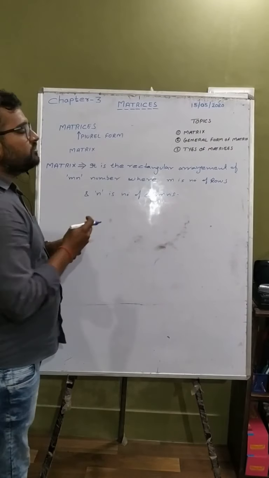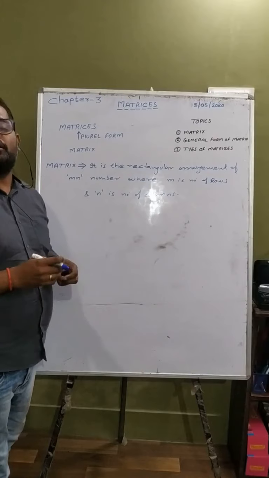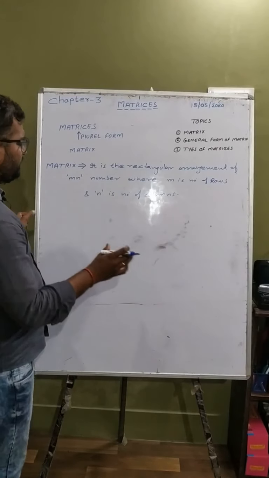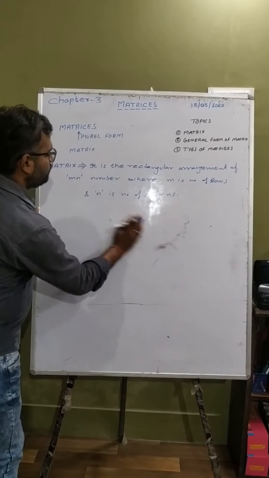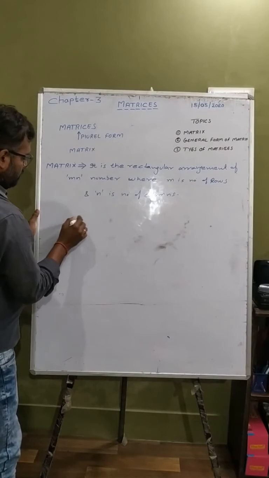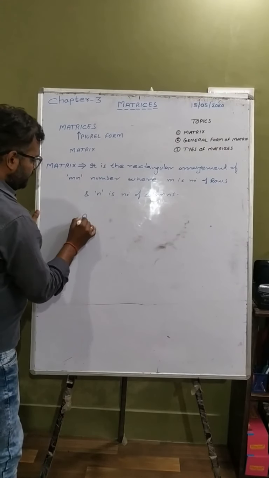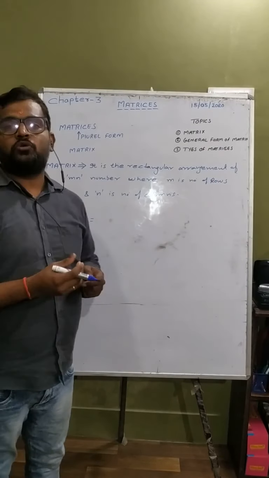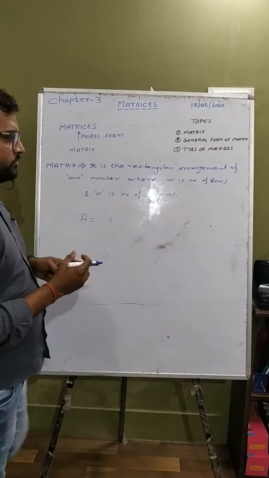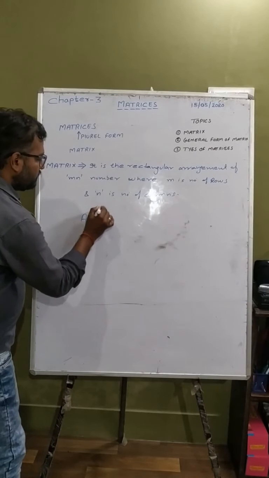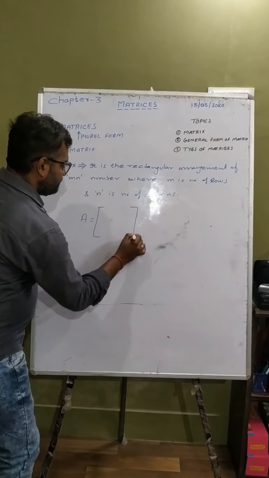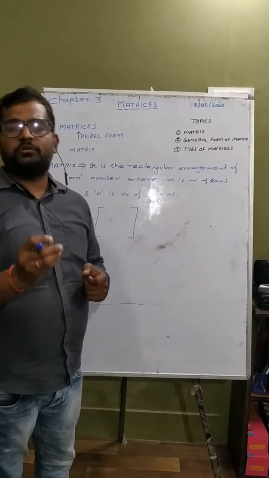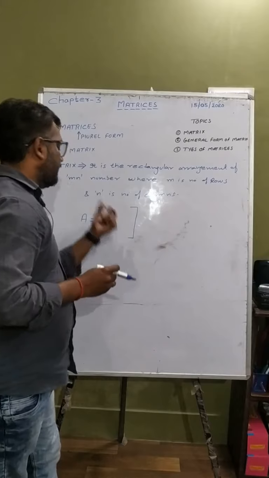The matrix is generally denoted by the capital letters of the English alphabet. Here it is denoted by A. And the elements of the matrix are written within these brackets.